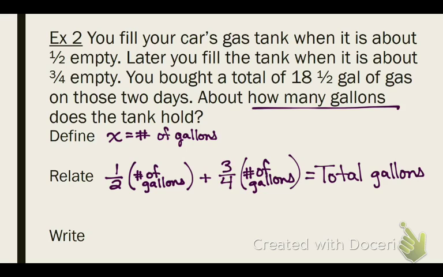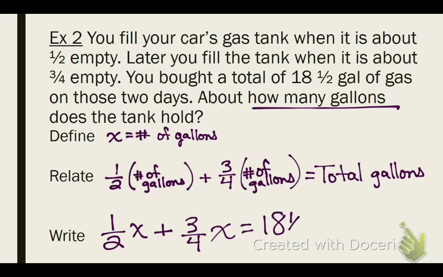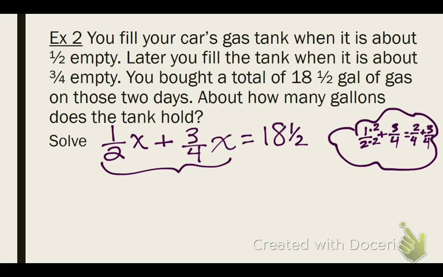Now we're going to put in the variables and the numbers. All right. So half of the number of gallons in the tank plus 3/4 of the gallons in the tank. That should equal the total number of gallons. After getting a common denominator, looks like we have 5/4 X equaling 18.5. We've got some options here.